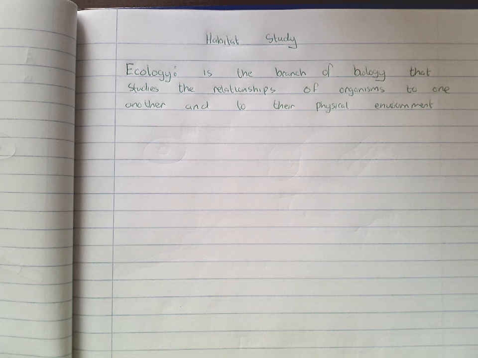If we think about why this is important, why bother studying organisms and their relationship to each other and the environment? It's very important because it provides knowledge about the way the Earth works. So if we think about, for example, global warming, that's something scientists study, and they look at how global warming is impacting organisms within the environment, including us as well. So it gives us that knowledge about the way the Earth works.